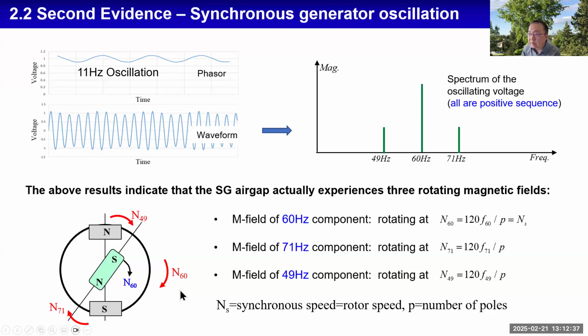Now, this basically represents 3 rotating magnetic fields on the stator surface. The 60 hertz component has a synchronous rotating magnetic field. The 49 hertz field is rotating at 49 hertz. Now the 71 hertz field also rotates. We can prove mathematically that they are in positive sequence, so they rotate in the same direction as the rotor.